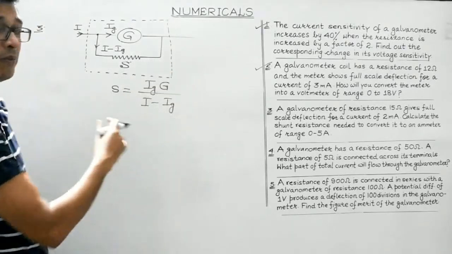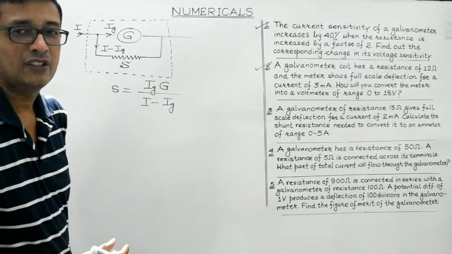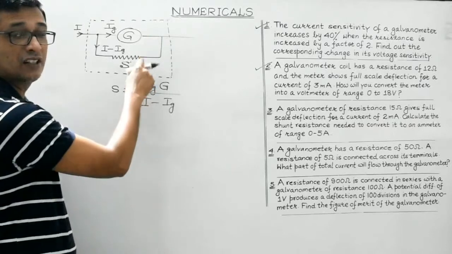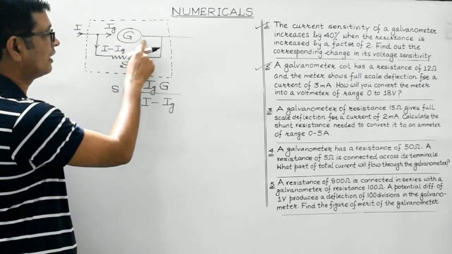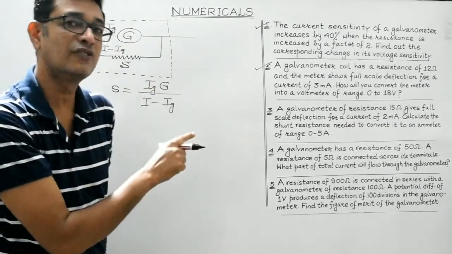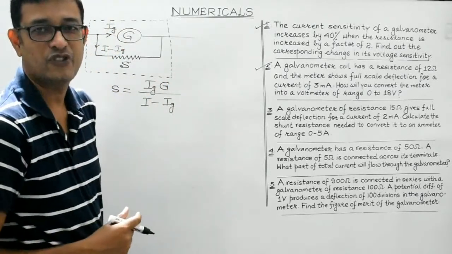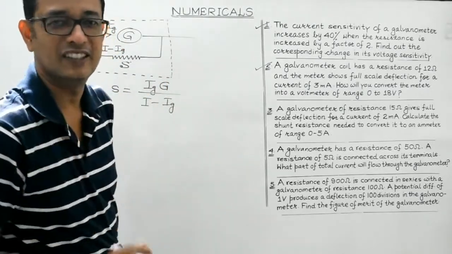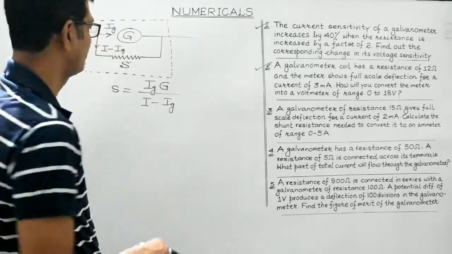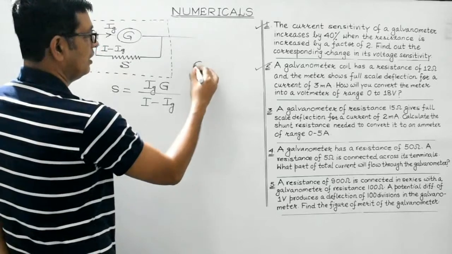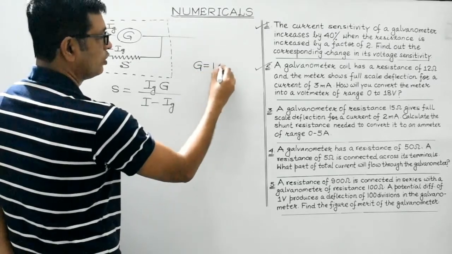If you are unable to remember this formula, then you need to do a simple step. Since these two are in parallel, therefore potential difference across galvanometer would be equal to the potential difference across the shunt. And then you will get this expression, right? No need to cram anything. Just remember the concepts. Okay, now let's discuss what's given in the question. The galvanometer resistance is given to be 15 ohm.